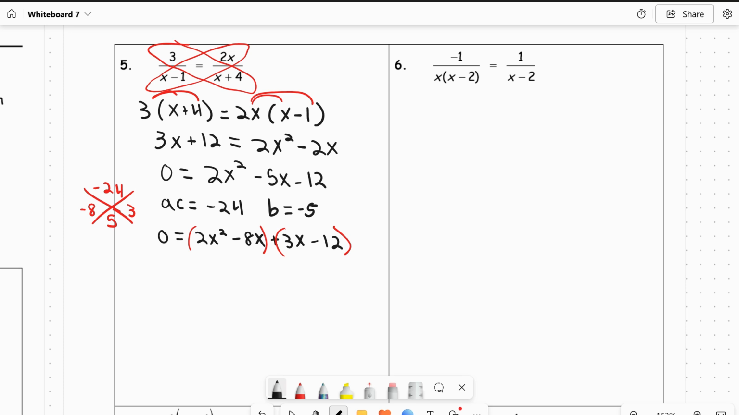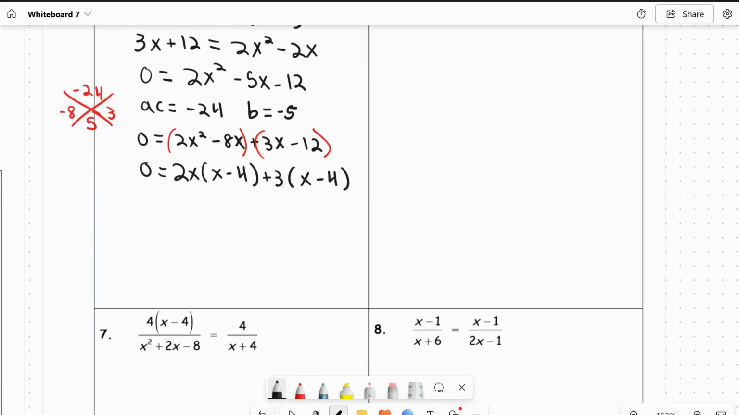My greatest common factor in my first two terms would be 2x, which would leave me with x minus 4. And in my second two terms, it would be 3, which would leave me with x minus 4, which all equals 0. All right. Once I am here, now I'm going to combine my outside two factors. So I've got 2x plus 3, x minus 4. So now remember, to actually solve for x, we're going to take both of our factors and set them equal to 0.